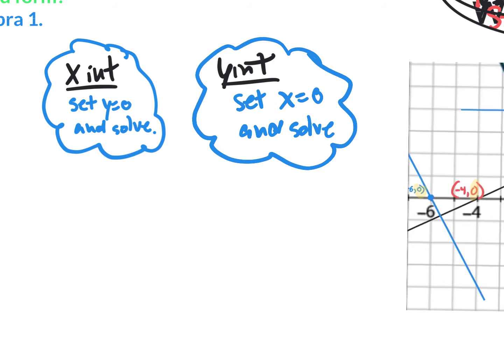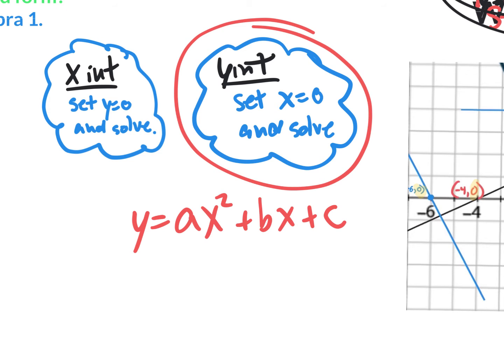Again, standard form is y equals ax squared plus bx plus c. And finding the y-intercept for any quadratic function that's in standard form is the easiest thing that you'll ever do in Algebra 2.